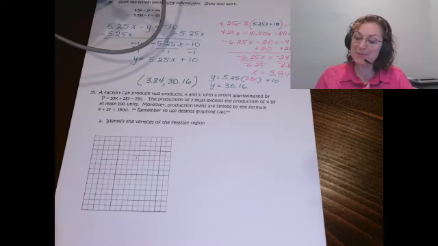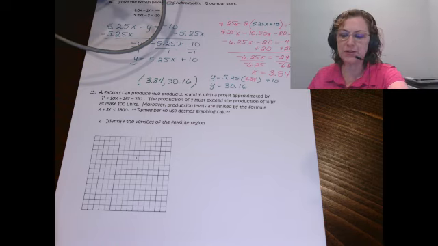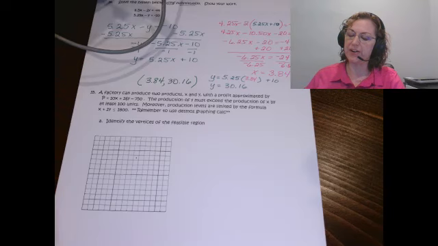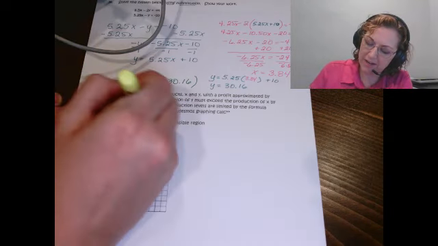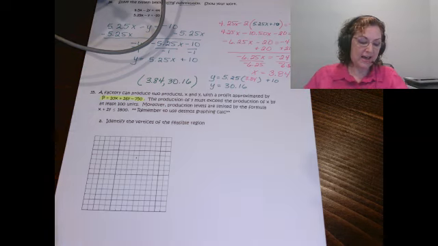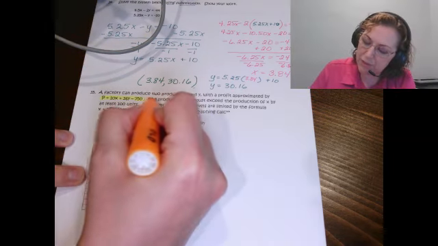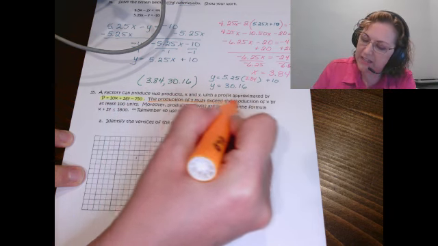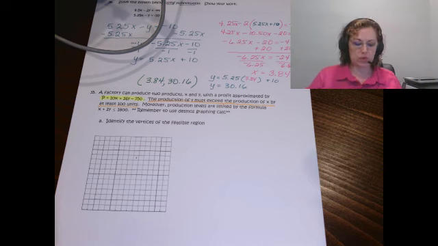Okay, 2 problems to go. Let's look at number 35. Lots of good pieces in here, so I want you to make sure you're taking note. It says a factory can produce products, here's your profit equation. Look at that second equation. Second sentence: the production of y must exceed the production of x by at least 100 units.